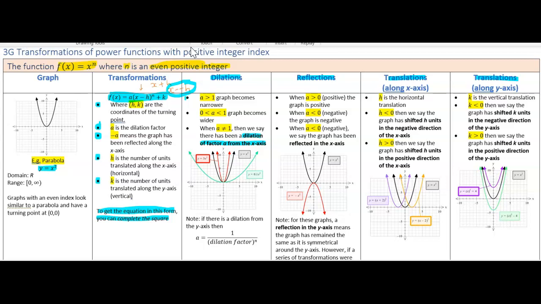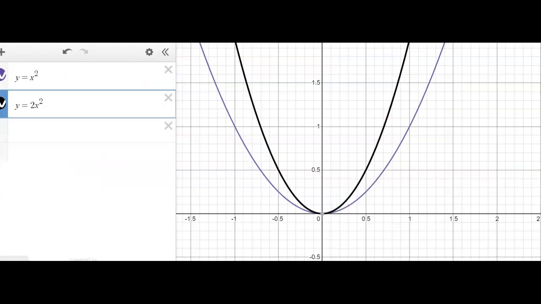Now, if A is greater than 1, your graph becomes narrower because when you think about it, you're stretching your graph up. So your x values stay the same, but your y values increase. Now, I've got a graph on there, but I might try Desmos. All right, so I've just drawn the same graphs. The bluish or purplish graph is my y equals x squared and the black is y equals 2x squared. So I've got a dilation factor of 2.